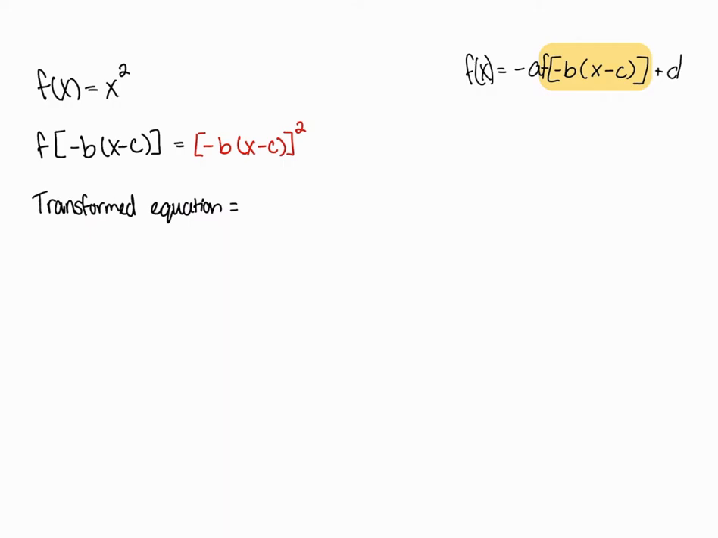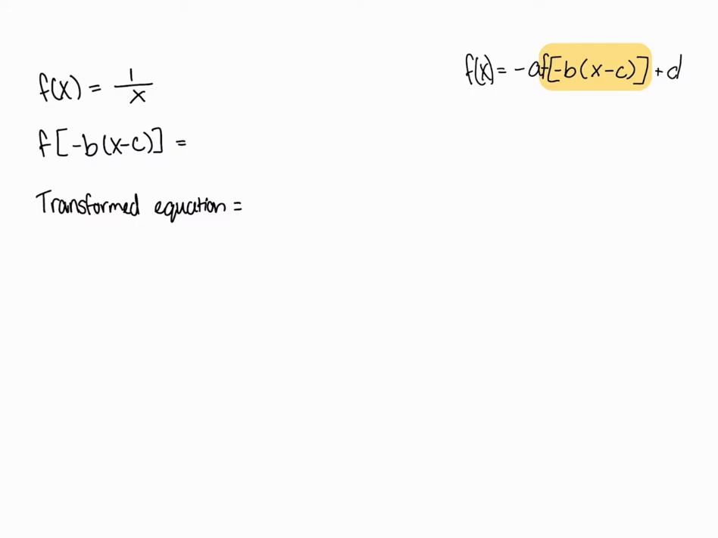So instead of plugging in x, you're plugging in negative b times x minus c. And now that we know what this is for this parent function, we can plug it back into the transformation equation. So essentially, it's replacing that highlighted section. And you get this. So now anytime you see a quadratic function in this form, you'll know which transformations are being applied to it. Or if you're asked to write the equation for a quadratic that's been reflected over the x-axis, translated 3 units to the right, etc., you'll know how to do it.